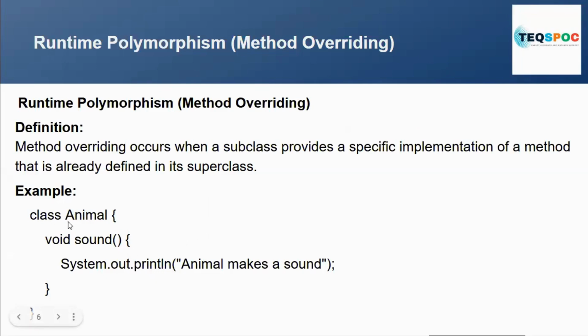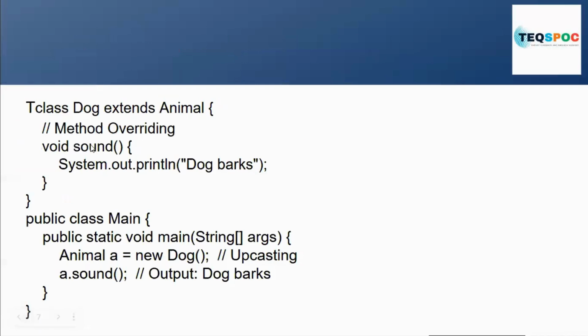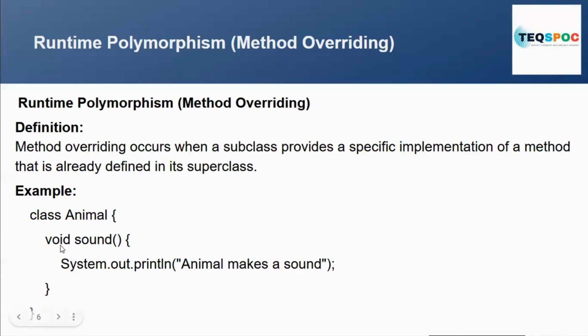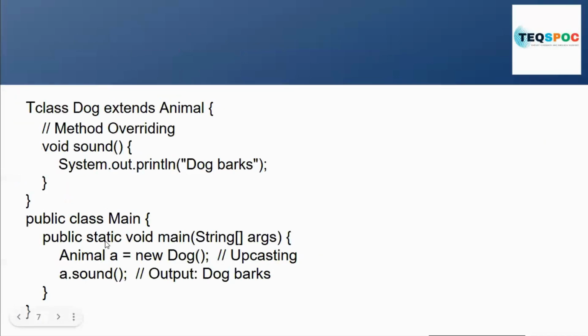This is a parent class Animal which has a method void sound. Similarly, this is a child class Dog which extends Animal. Now we will override the method. Here is one method, sound, which is doing some operation, meaning the animal is making a sound. Now I will create one more method inside the child class with the same name, but I have changed the output to a dog barking.